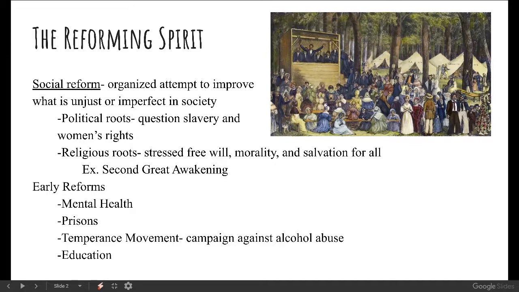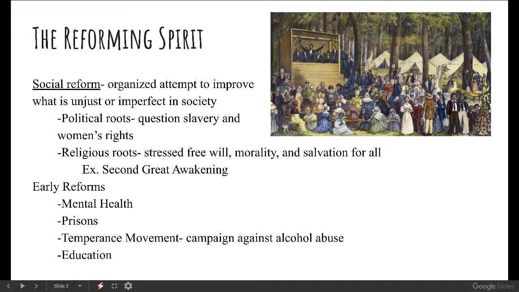Another reform is for the prison system in the United States. Before, prisoners were treated very poorly. I mean, they're still going to be treated pretty poorly after the reforms, but less so than how they were before. Things like people being locked in caves. So we start to build prisons and treat our prisoners a little bit more humanely.